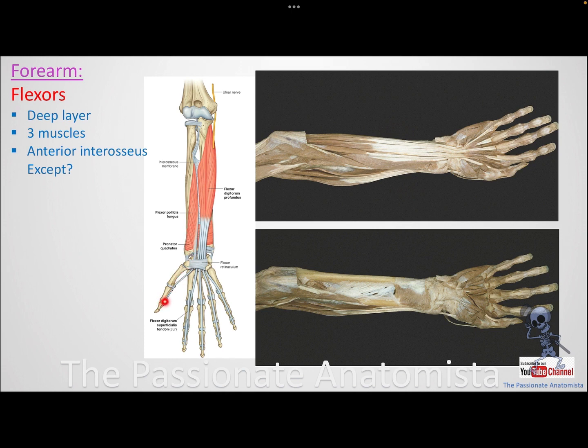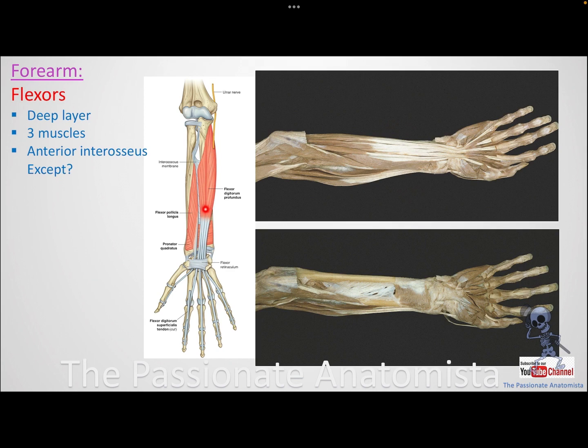All right, so the superficial group was the 4 fingers you're putting now on your medial epicondyle. It was pronator teres, flexor carpi radialis, palmaris longus, and flexor carpi ulnaris. Second group, flexor digitorum superficialis. Third group, pronator quadratus, flexor digitorum profundus, and flexor pollicis longus.